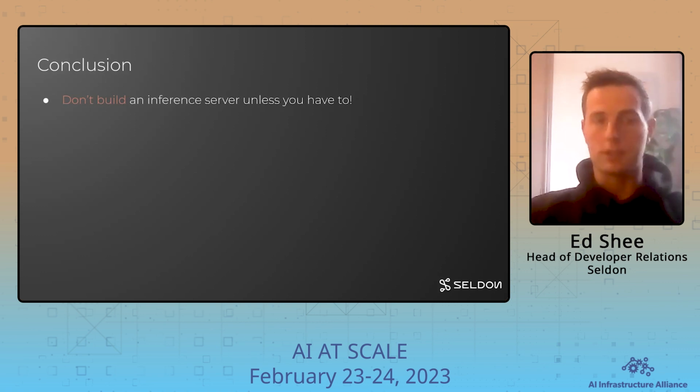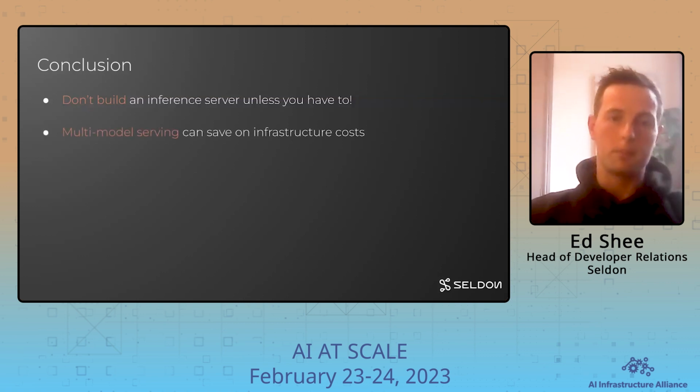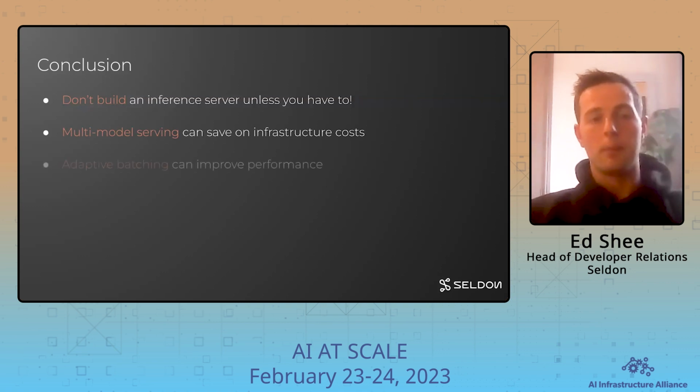And you get all the benefits of things like adaptive batching and automated metrics and things like that. Don't build your own one, right? Use MLServer for Python things. Triton's a really popular one that people use for things like TensorFlow and PyTorch models. Multi-model serving as a technique is really good. It can save on infrastructure costs, particularly if you have lots of lightweight models.